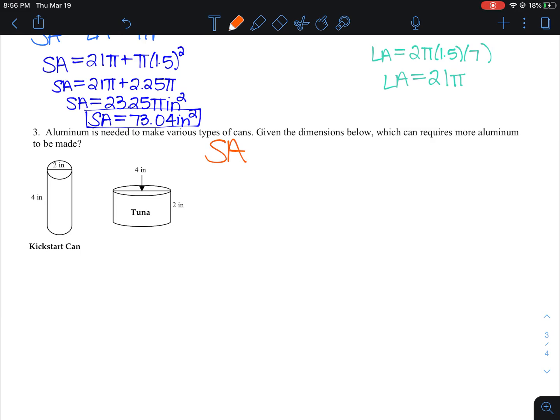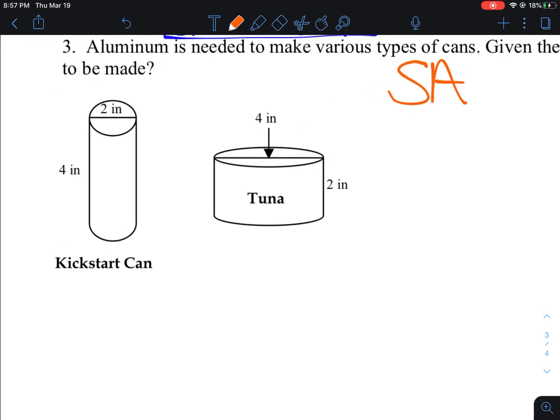One of them is a Kickstart can, all y'all's favorite drink from the vending machine, Kickstart. The other one is a tuna can. It's shorter, wider, you know what I mean? So clearly one is a tuna can, one is a tall, skinny can, like a Kickstart. So it says which can requires more aluminum to be made. So basically, which one has the bigger surface area.